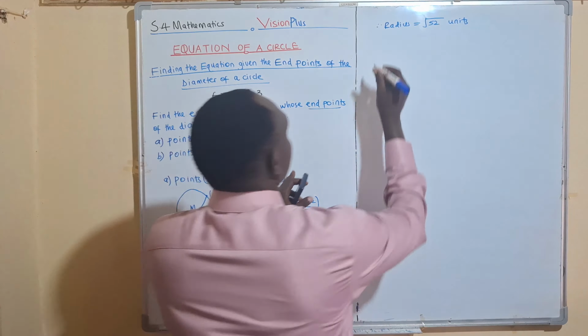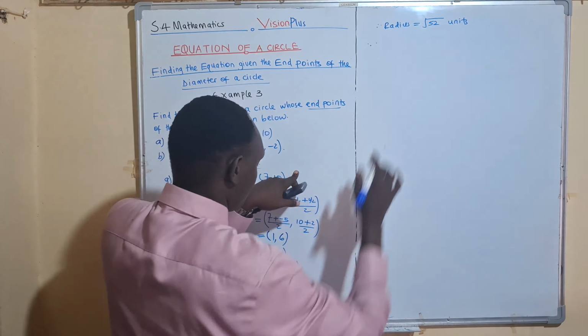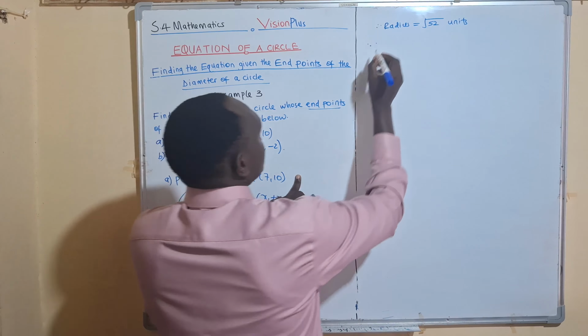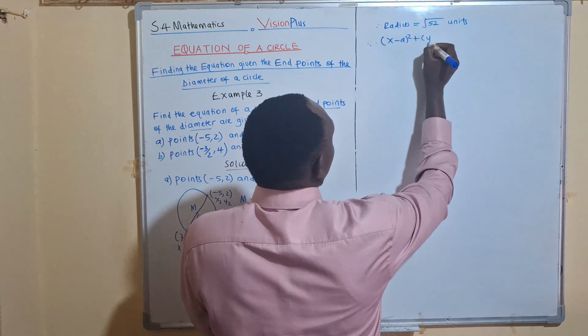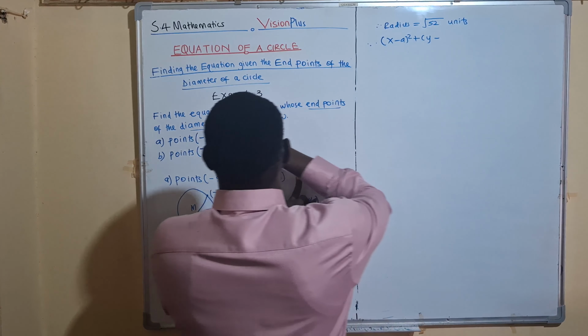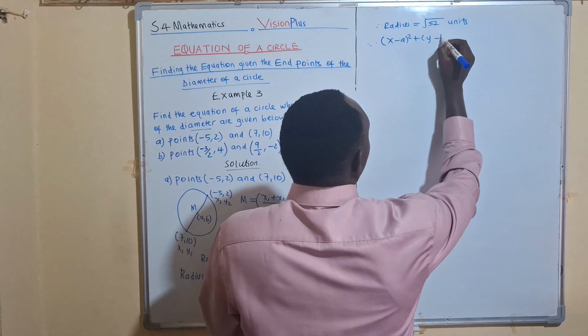So after getting the radius, then you write the equation because you have the radius and the center. So you choose any form. I'm going to use the factorized form because there is no restriction here. So you just choose any format.